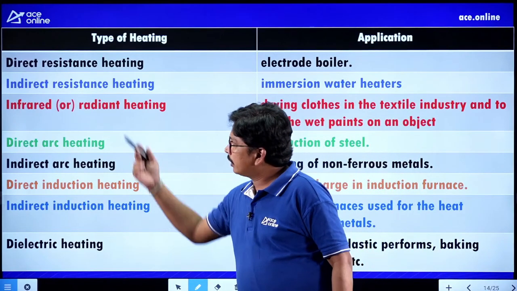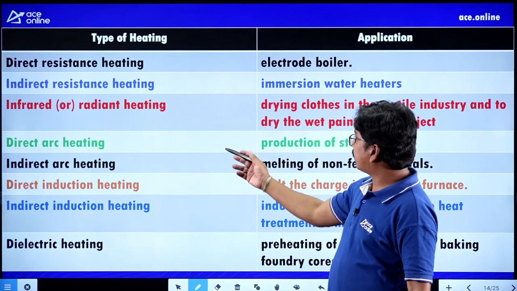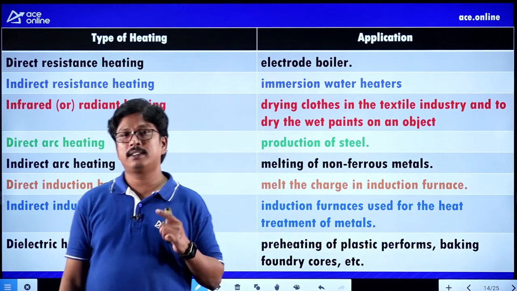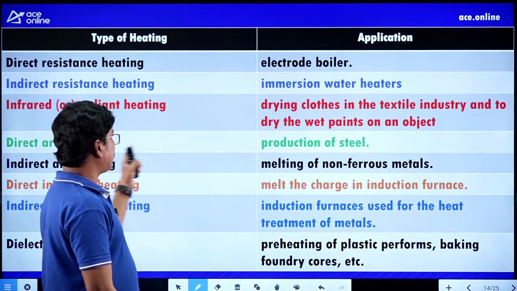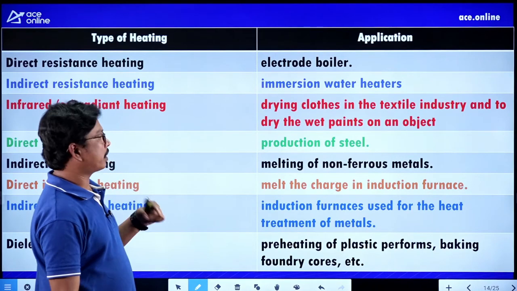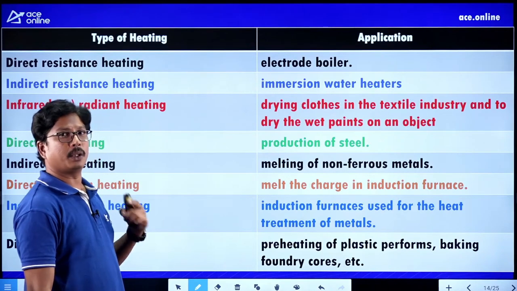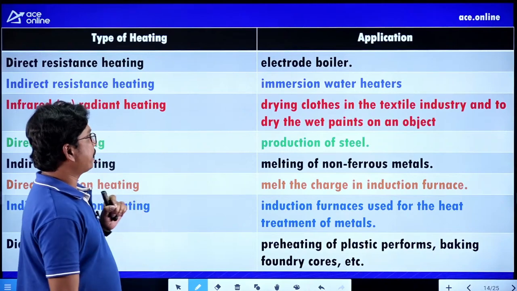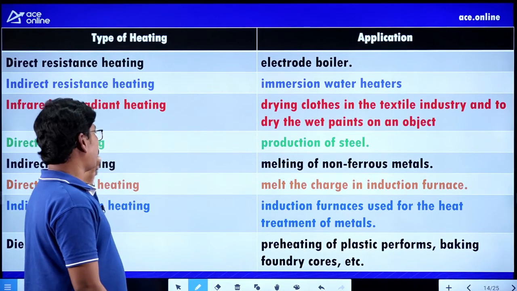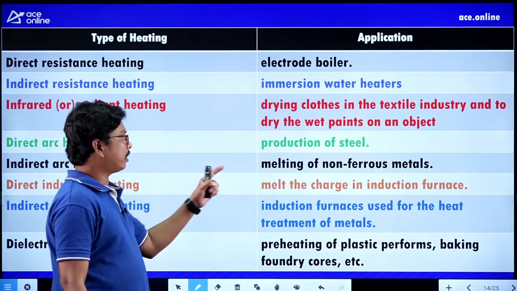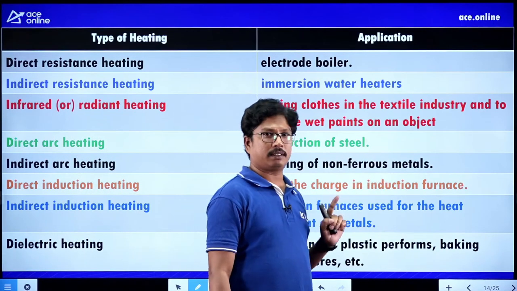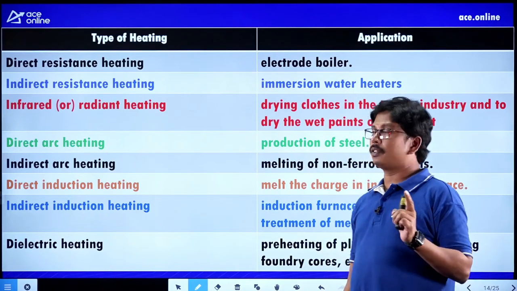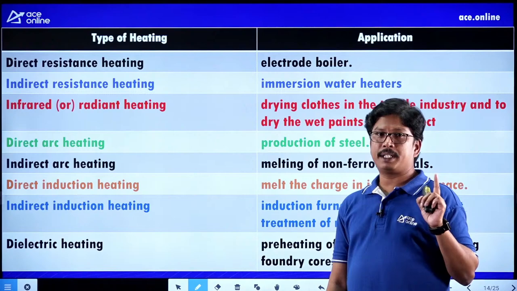And direct arc heating, we are going to use in the production of steel. Remember this one, it is one of the most important bits. So in case of production of steel, which type of heating can we use? That will be direct arc heating. And indirect arc heating is used for melting of non-ferrous materials.